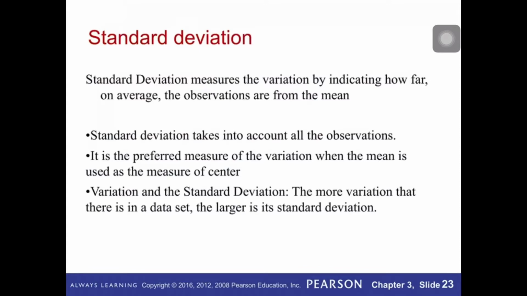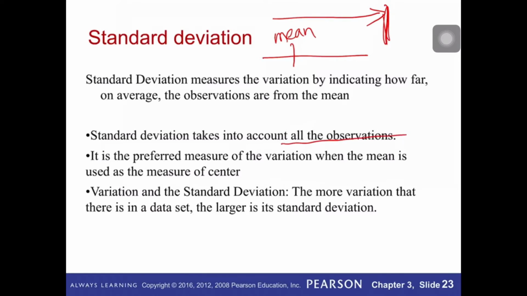Next one is standard deviation. Standard deviation measures the variation by indicating how far on average the observations are from its mean. So, let's say this is my mean, and how far the observations are from the mean, something like this. We call this standard deviation. It takes into account all the observations, same as mean.